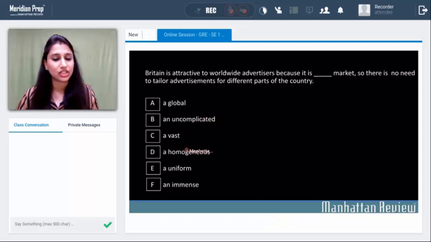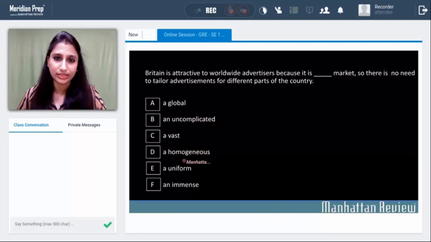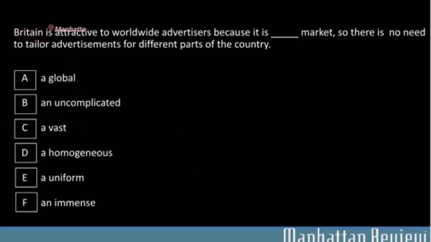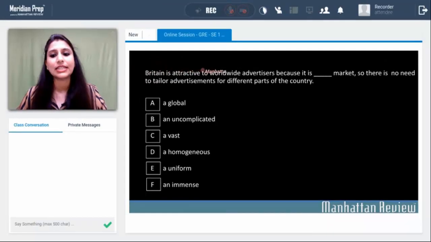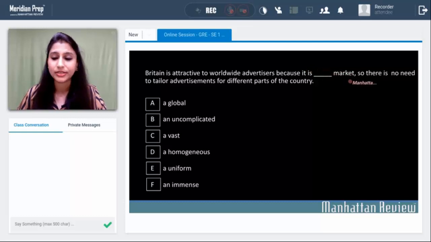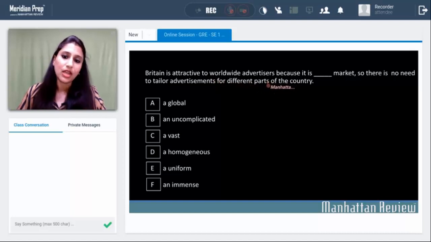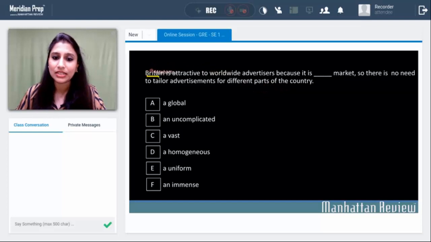Okay, now let's take a real GRE question along with the options and see how we can actually pick answers. Take a minute and try to go through the sentence. Is attractive to worldwide advertisers because it is blank market. So there is no need to tailor advertisements for different parts of the country. What did the sentence say? The sentence is saying that this Britain is attractive to worldwide advertisers because it is blank market.